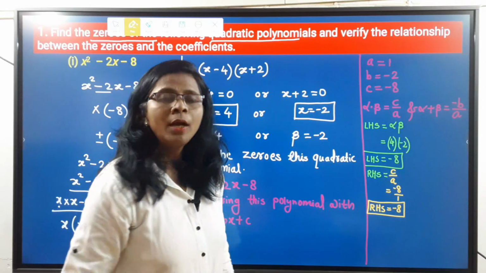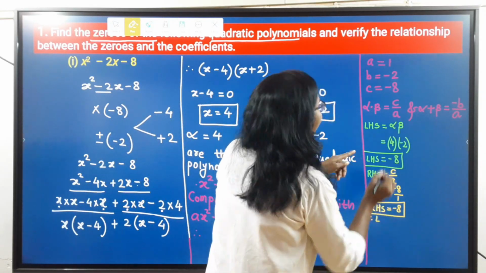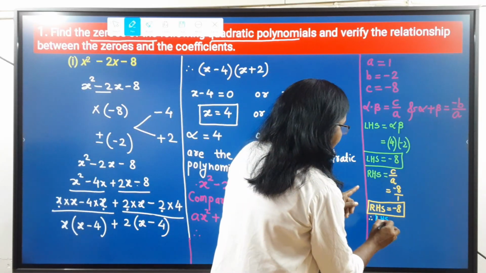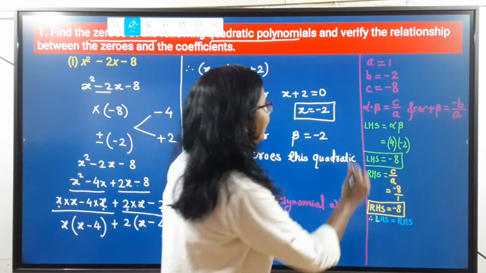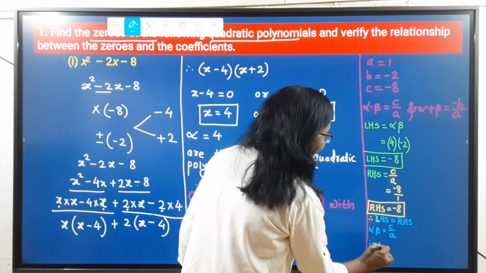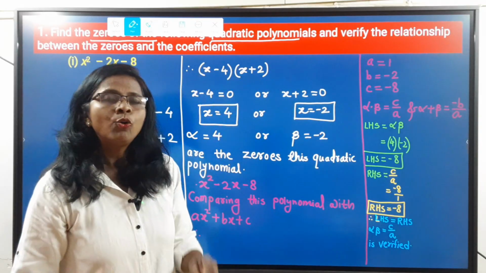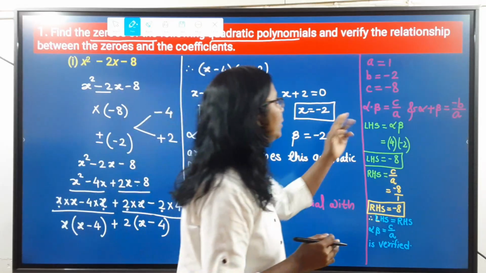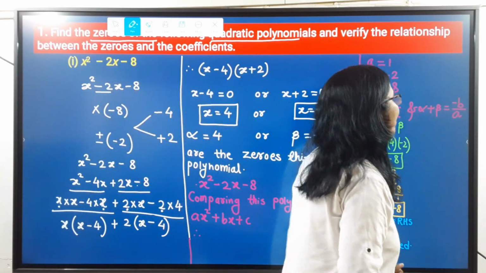Now we observe carefully students that LHS and RHS are equal. So LHS is equal to RHS. That means alpha beta is equal to c upon a is verified. So the relation between the coefficients and the zeros of the quadratic polynomial is that alpha into beta is equal to c upon a. And the next one is alpha plus beta is equal to minus b upon a.